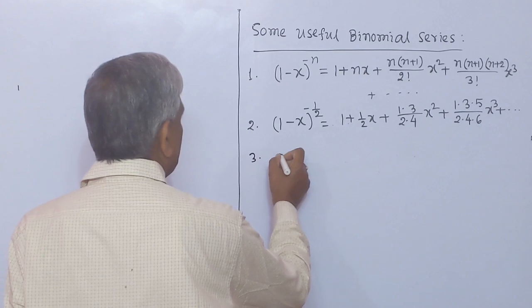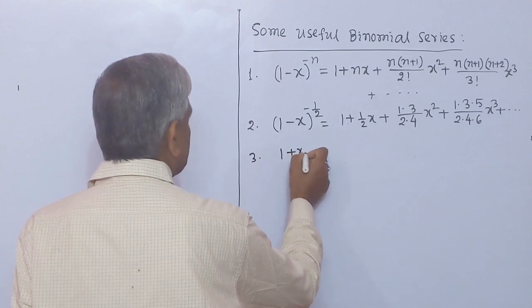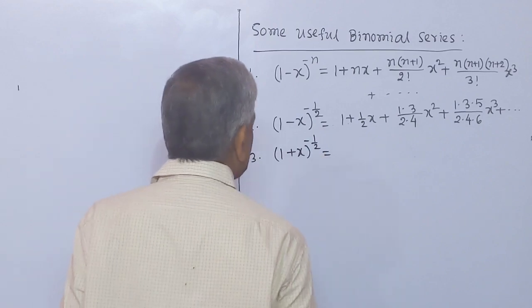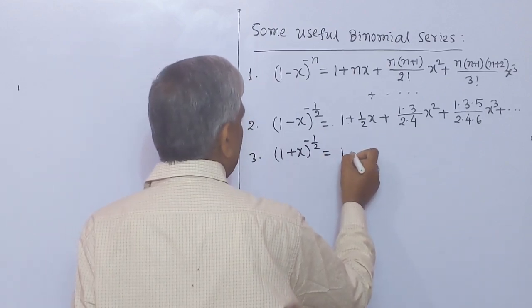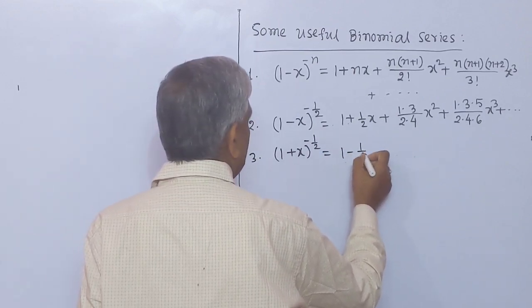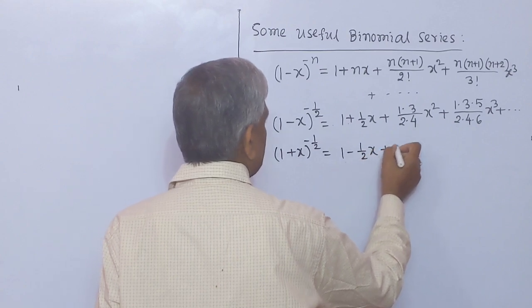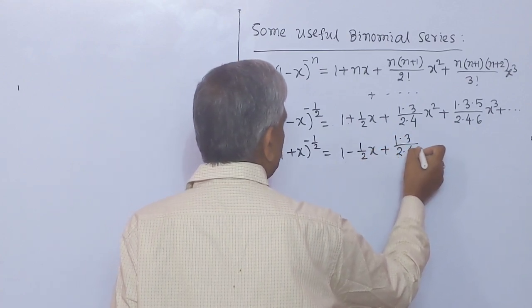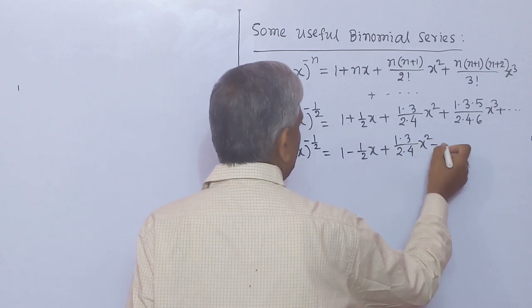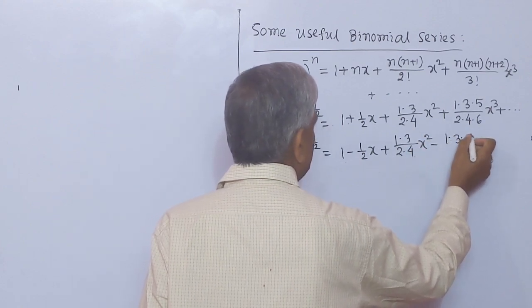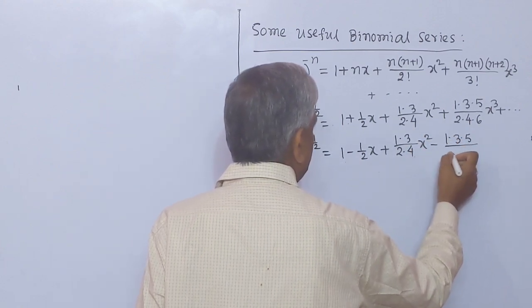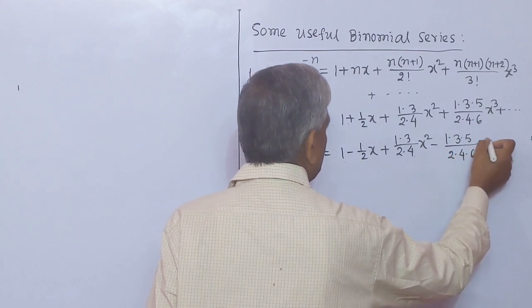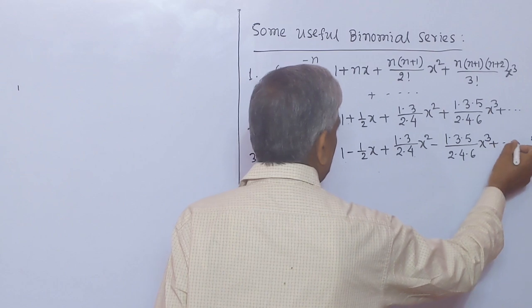Number 3: (1 plus x) to the power minus half equal to 1 minus half x plus (1·3)/(2·4) x square minus (1·3·5)/(2·4·6) x cube plus dot dot dot.